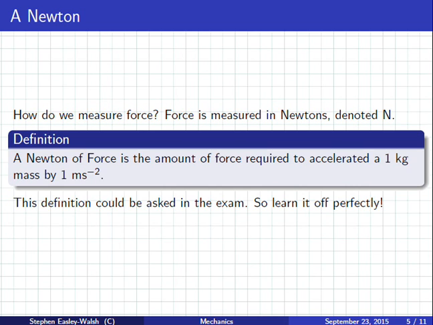Okay, did you write the definition down? So, if you have 1 kilogram and it's accelerated with an acceleration of 1 meter per second squared, then you can say there is 1 Newton of force causing this. So 1 Newton of force for every 1 kilogram accelerating at 1 meter per second squared.